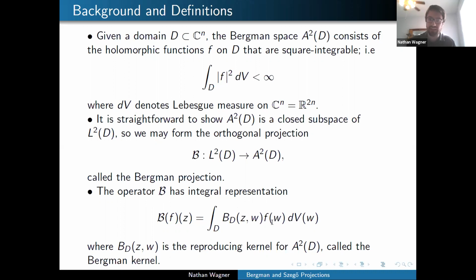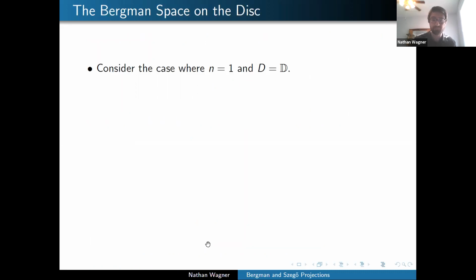Because if I feed in a holomorphic function, we know that the reproducing kernel reproduces functions in the space. So then I recover the function. And you can actually show that this coincides with the operator P. So importantly, I have an integral representation for the Bergman projection.